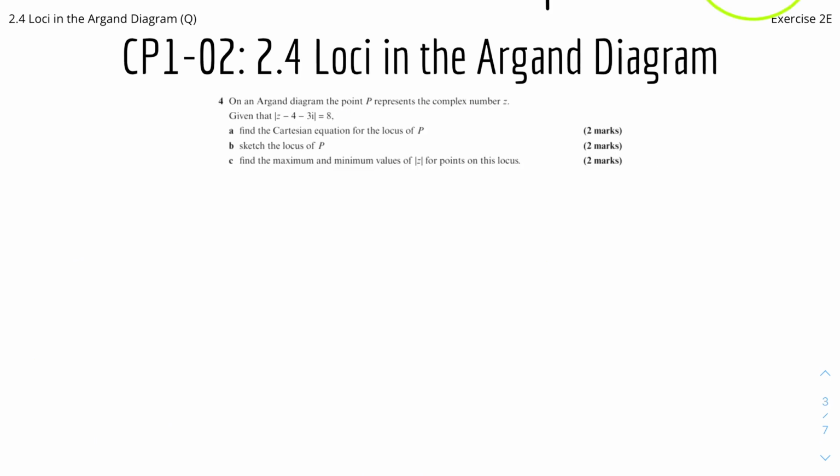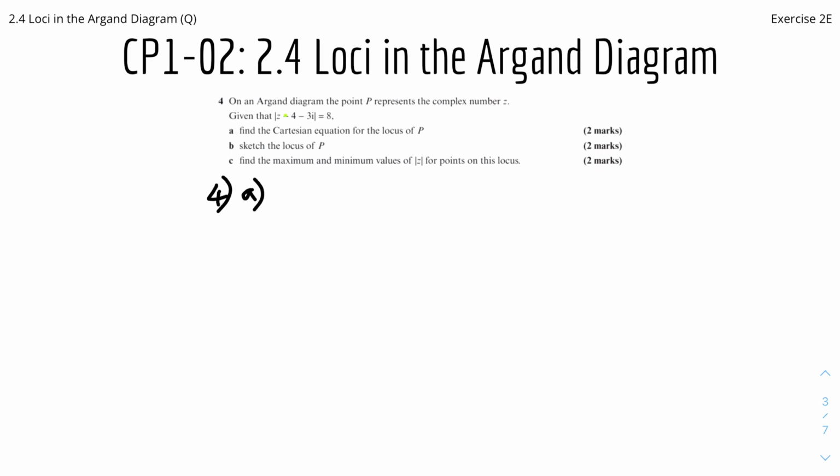Moving on to the next question, we have number 4, or the second question. On an Argand diagram, the point P represents the complex number z. Given that the modulus of z minus 4 minus 3i equals 8, find the Cartesian equation of the locus of P. So we know that we can just basically turn it into the Cartesian equation by substituting z by x plus iy. So let's just do that.